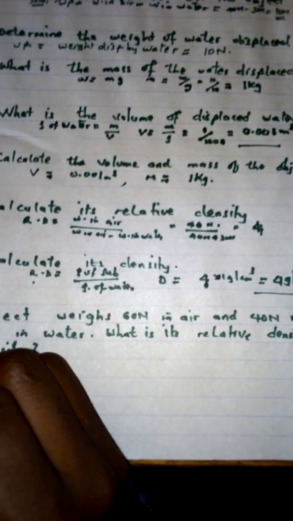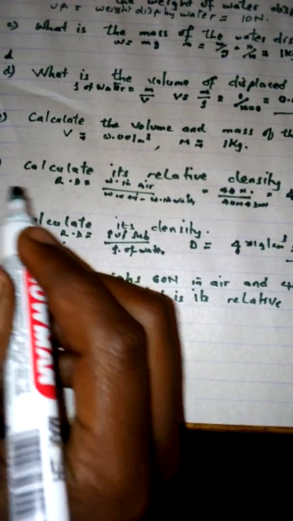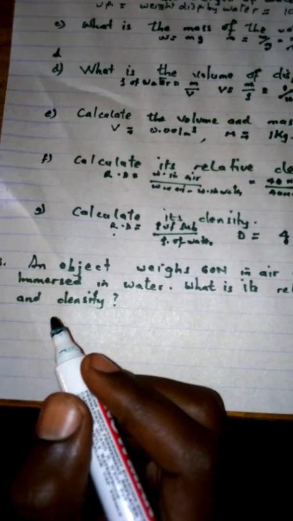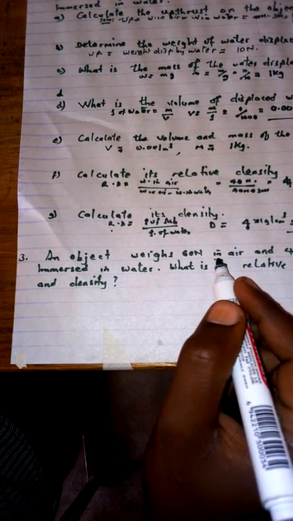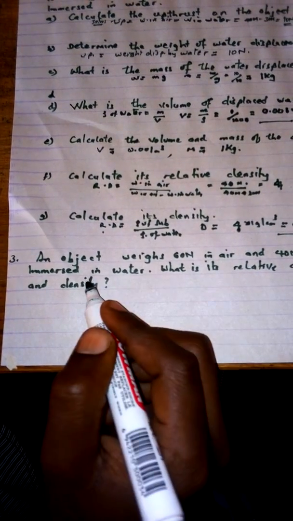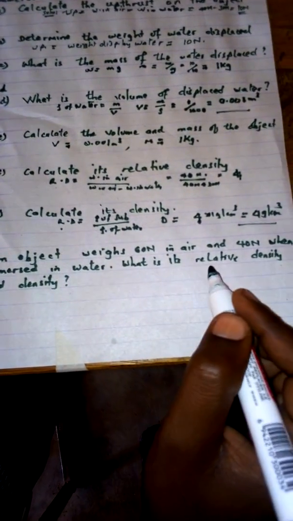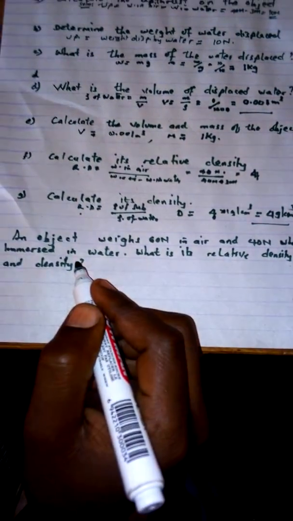All right? Okay. Let us see the last part of this question. An object weighs 60 Newton in air and 40 Newton when it is immersed in water. What is its relative density and density?